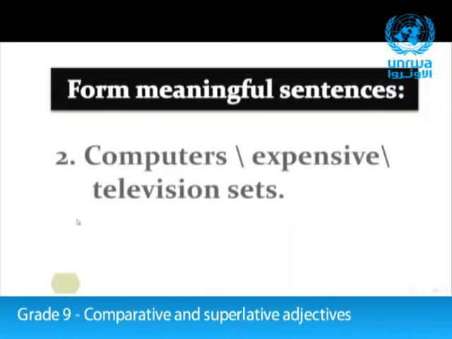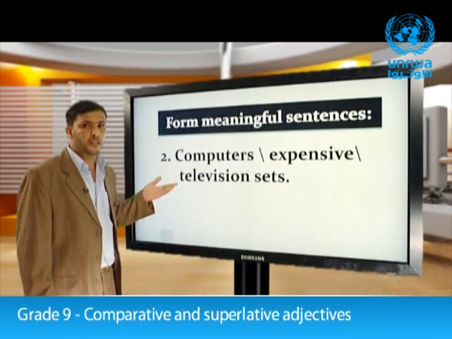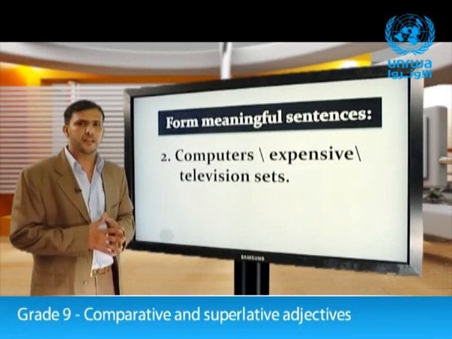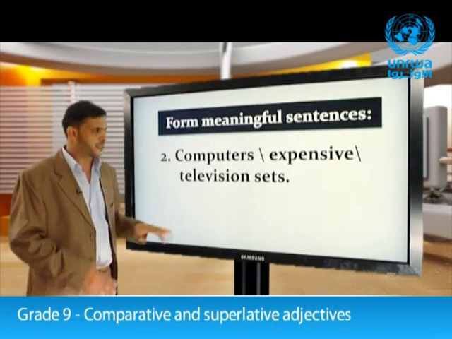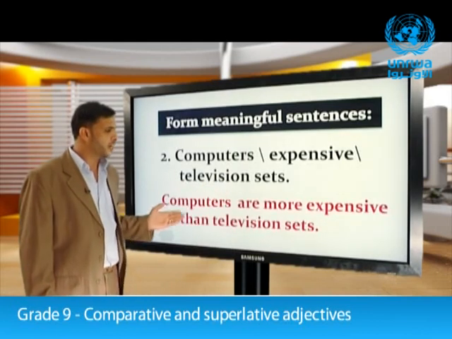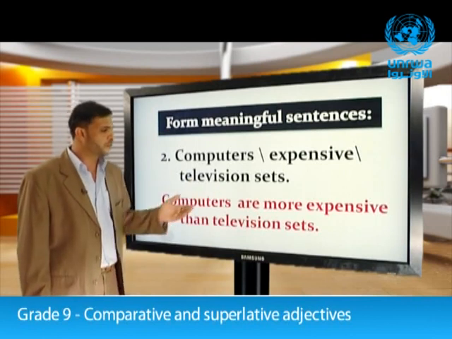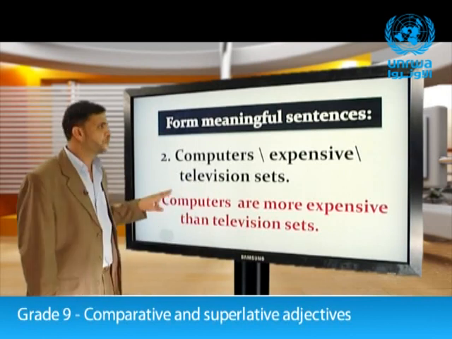Number 2. Computers, expensive, television sets. Think of the answer. Yes, computers are more expensive than television sets.